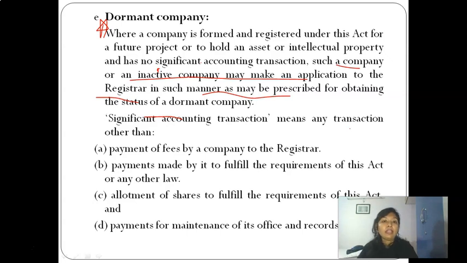That is, if you have any technology, or if you have to open a factory for construction purposes, then till the factory is being built, you can get the status of a dormant company, because you have no significant transaction. Or if you own a company but it is not working, and you don't have any significant accounting transaction, then you may make an application to the ROC to get the status of a dormant company.